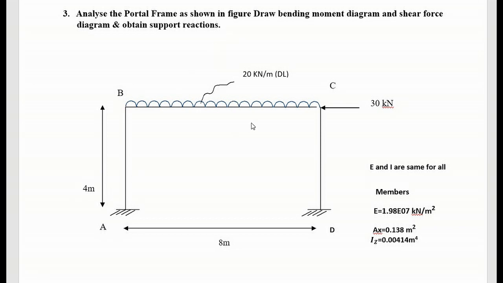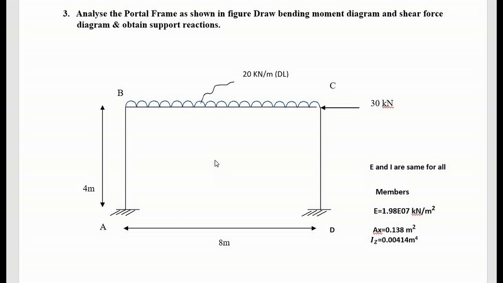Here in the question, the width of the frame is 8 meter, height of the frame is 4 meter. On BC member, UDL is acting, that is 20 kilonewton per meter. And exactly on the node, nodal load is acting, that is of 30 kilonewton, and supports are fixed supports. So like this, they have given a portal frame.